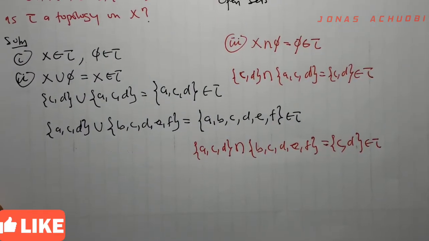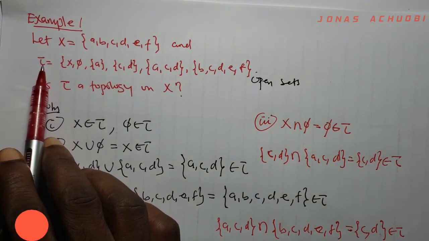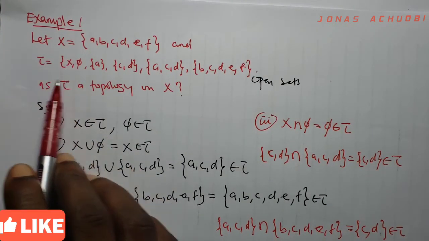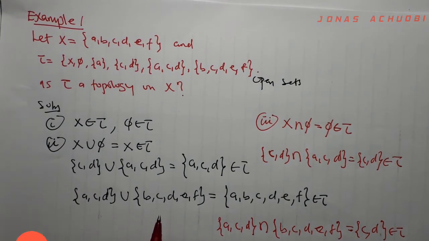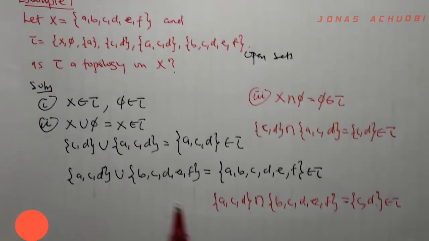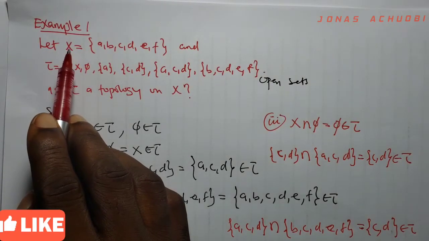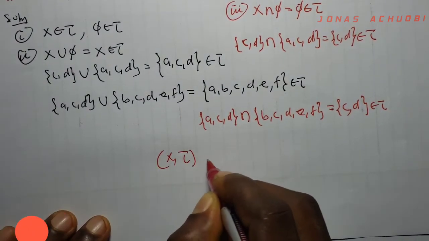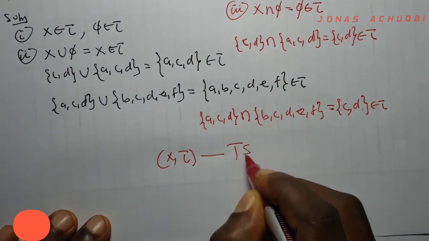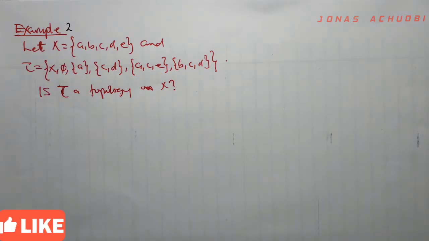So what do we conclude? Since this collection tau satisfies the three conditions of our definition of topology, we now conclude that what? That this collection tau is a topology on X. And we can now write that X with that collection tau is what? A topological what? Space.